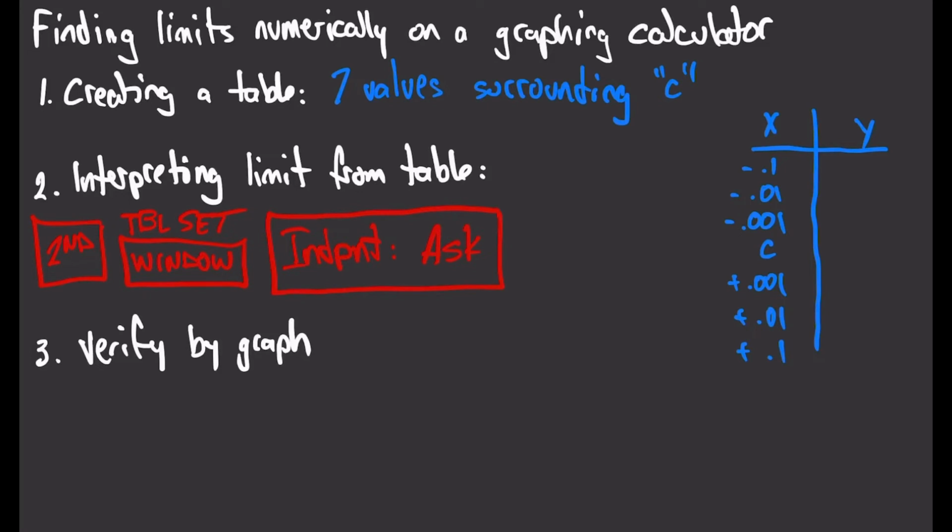And we're going to use this to determine the limit, because a lot of times it's not going to exist at C. So this is kind of representing our left-hand limit, and this would be representing our right-hand limit.